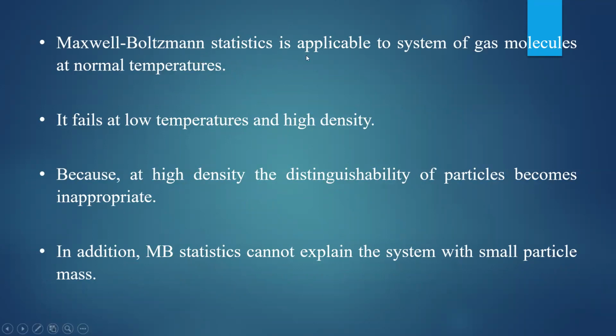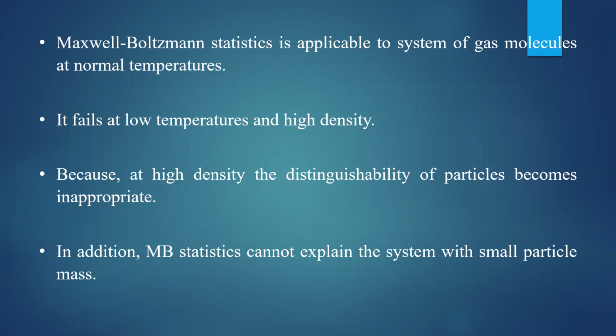Maxwell-Boltzmann statistics is applicable to a system of gas molecules at normal temperature. Normal temperature means the temperature should not be too high and should not be too low. Because at too low a temperature, the Maxwell-Boltzmann statistics fails to explain the motion of the molecules. Whereas at high temperature also it fails to explain that. It fails at low temperature and at high density. So at high density what will happen? The distinguishability of particles becomes inappropriate. You cannot distinguish the particles.